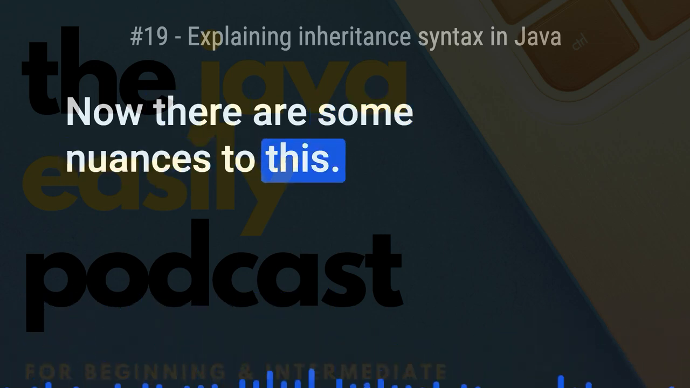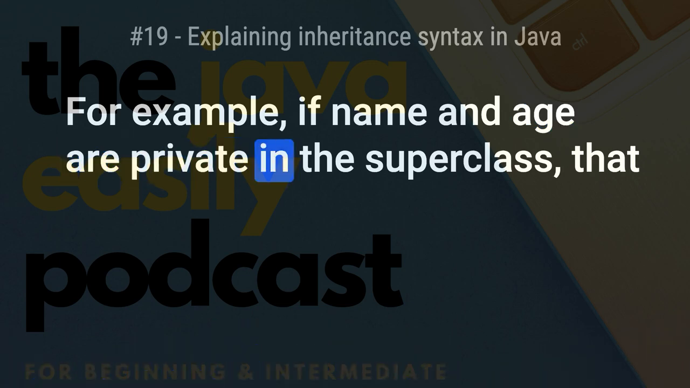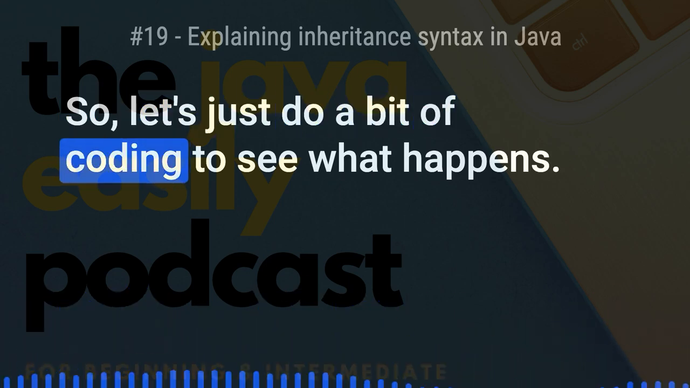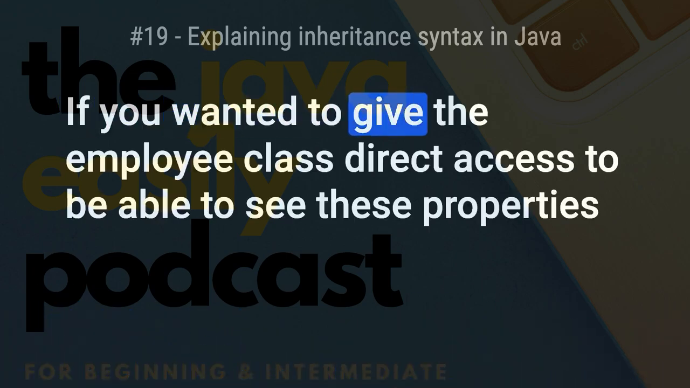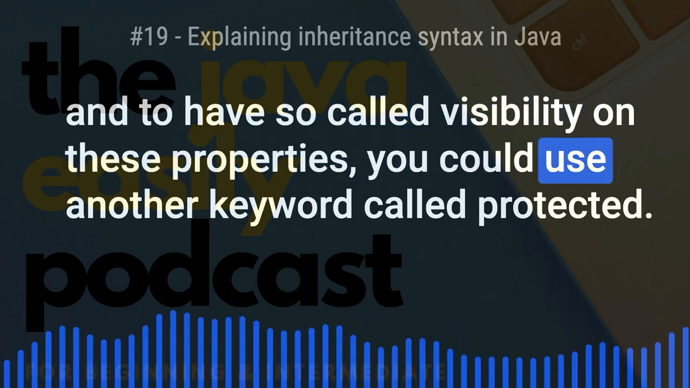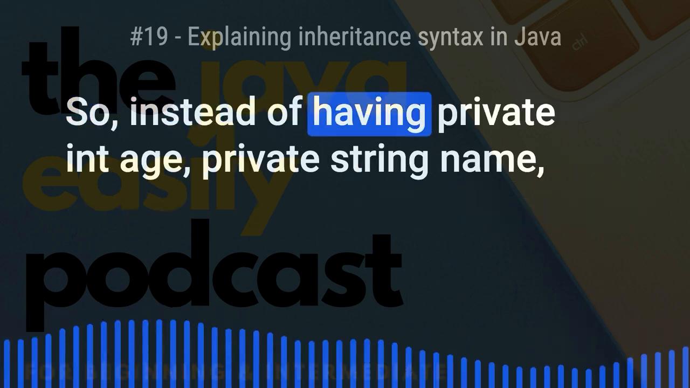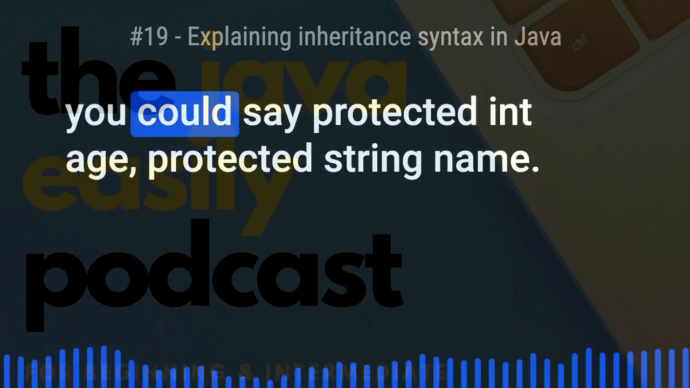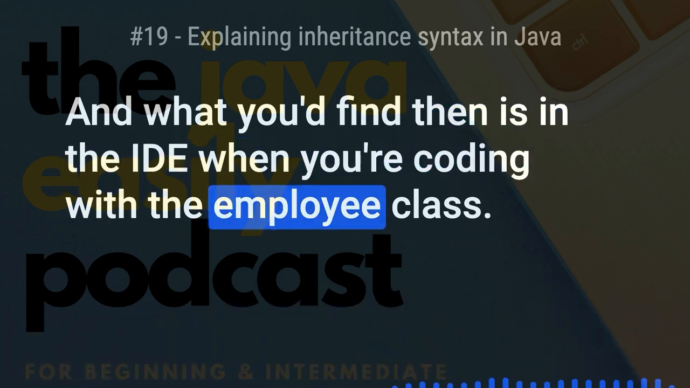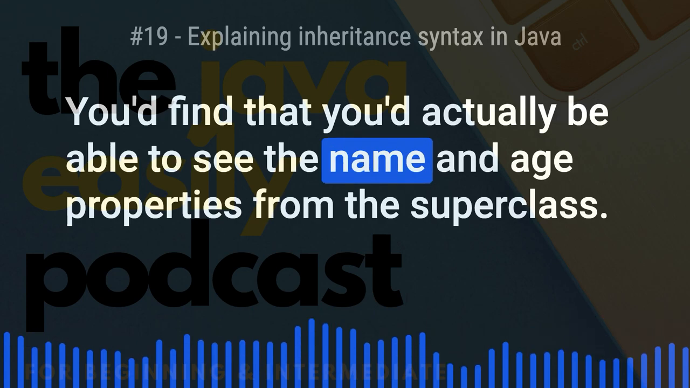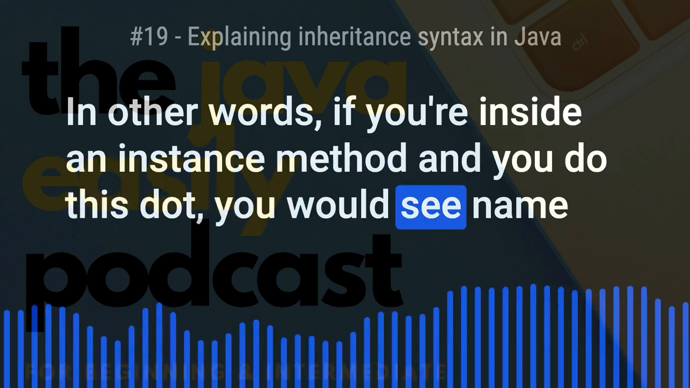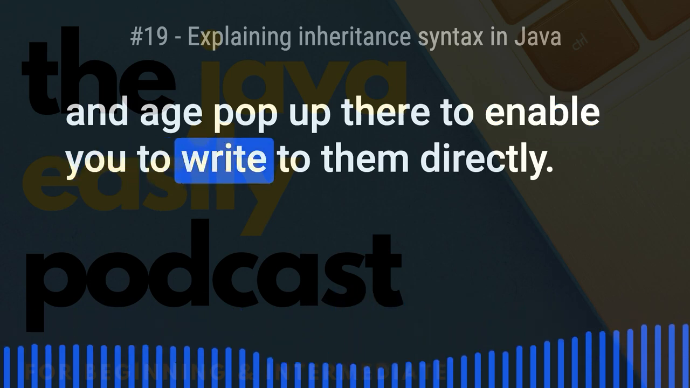Now, there are some nuances to this. For example, if name and age are private in the superclass, that is in the person class, then the employee subclass won't be able to see these properties, and that's because they're private. If you wanted to give the employee class direct access to these properties, to have so-called visibility on them, you could use another keyword called protected. So instead of private int age, private string name, you could say protected int age, protected string name. What you'd find then is in the IDE, when you're coding with the employee class, you'd be able to see the name and age properties from the superclass. In other words, if you're inside an instance method and you do this dot, you would see name and age pop up there to enable you to write to them directly.